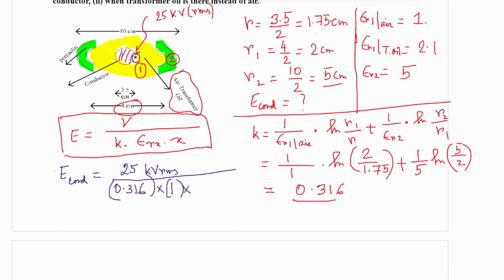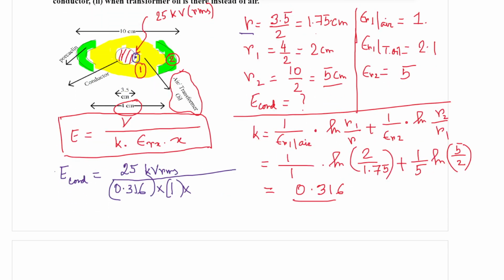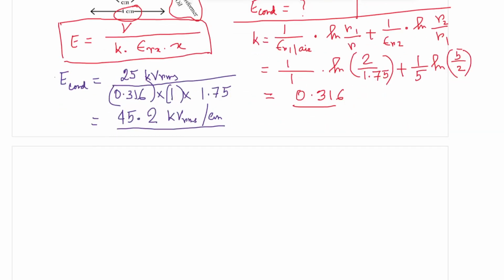And what is X? Conductor surface means X is R, so it will be 1.75. If you solve this, you will get 45.2 kV RMS per centimeter. This is the stress on the conductor when air is there, in between conductor and porcelain.